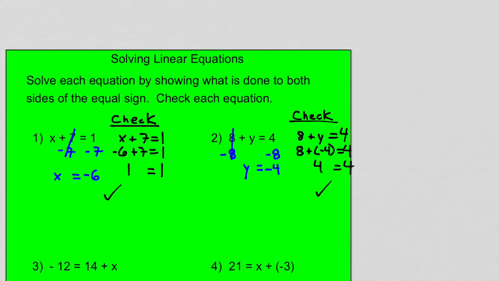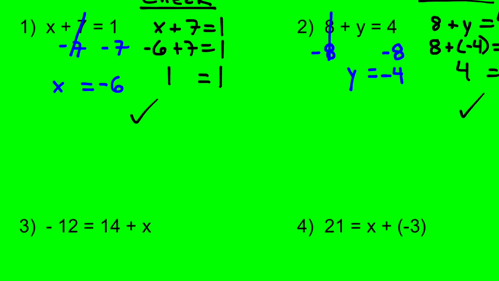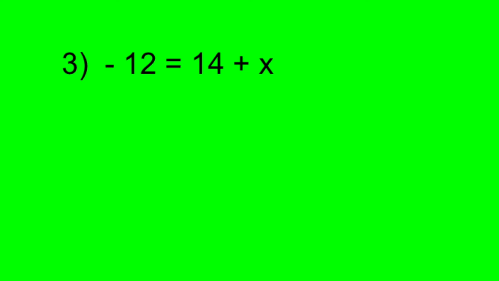So all of these questions are done exactly the same. There's just different integers to worry about. Let's take a look at this one. Number 3, negative 12 equals 14 plus x. This time, the variable x is on the right-hand side of the equation, but we still do everything the same. Find the part that's beside the x. It's positive 14. I want to make this x by itself, and the way I'll do that is by subtracting 14. And if I subtract 14 here, I have to subtract 14 there.